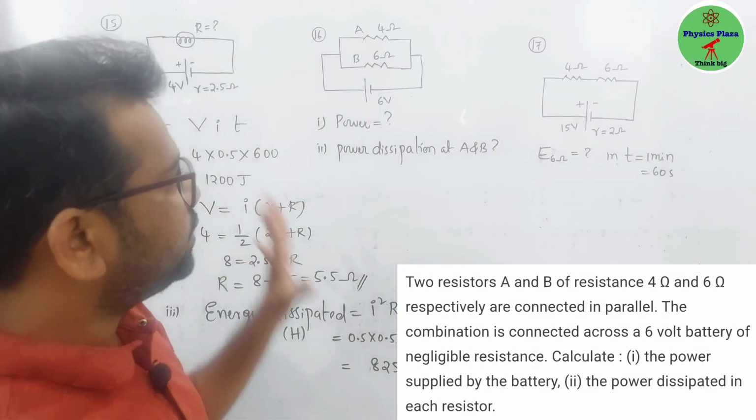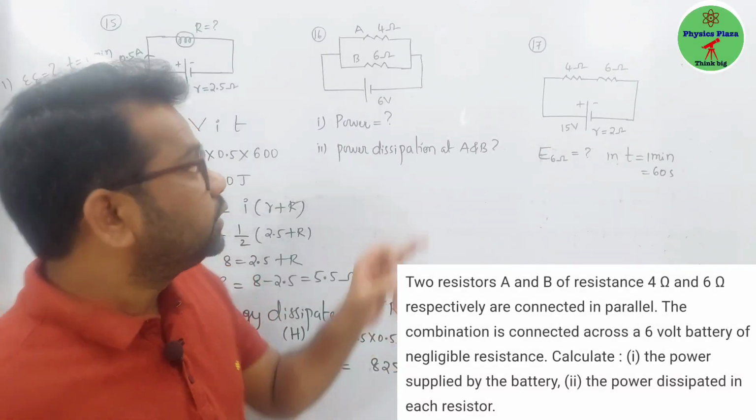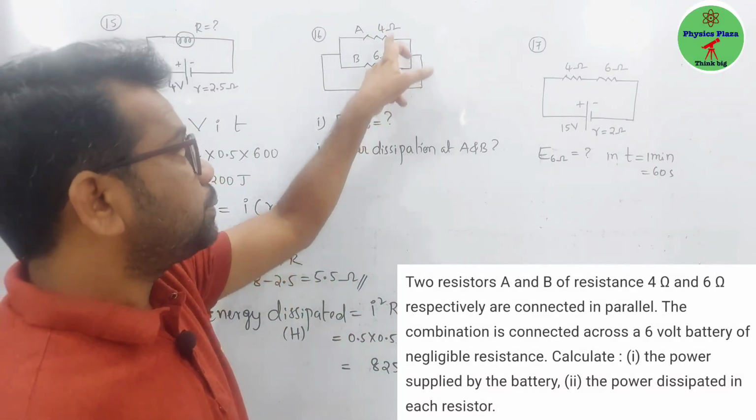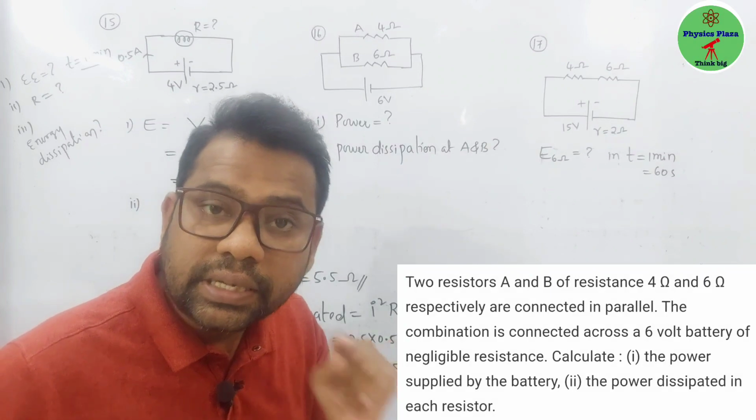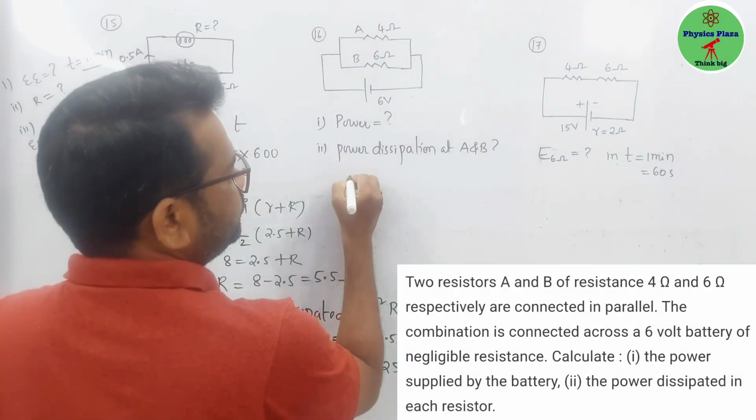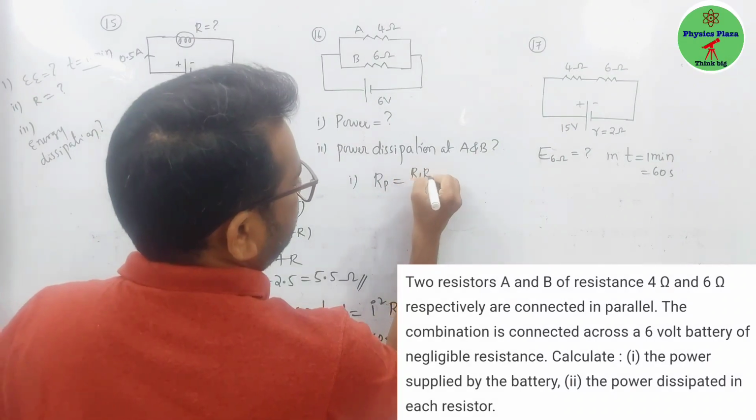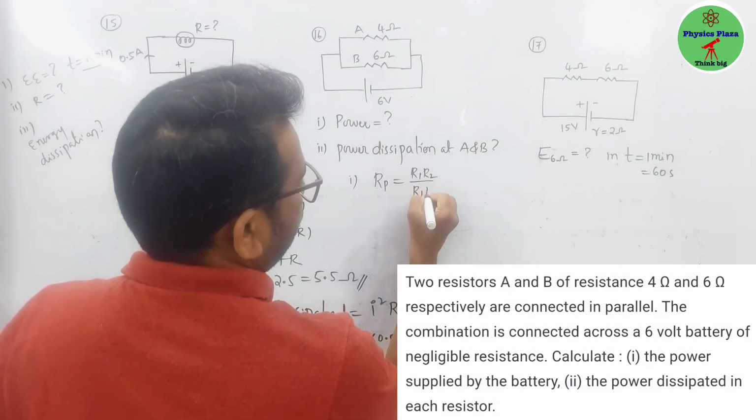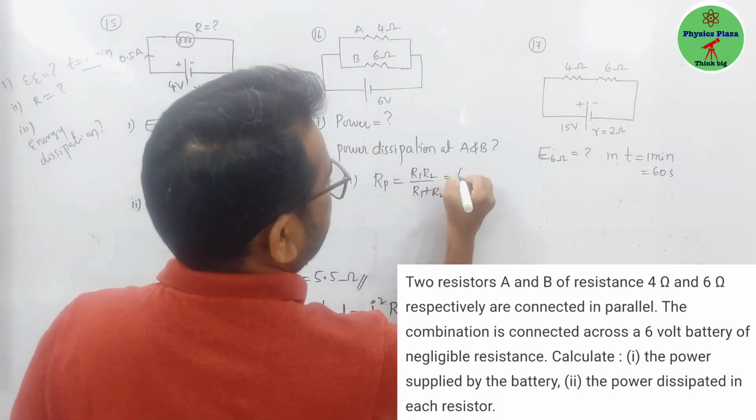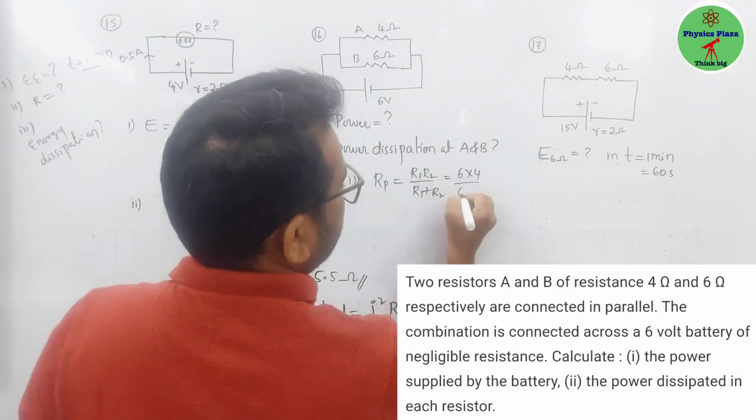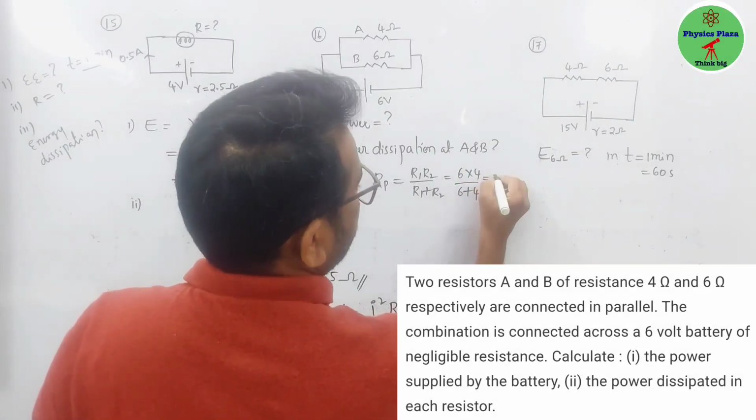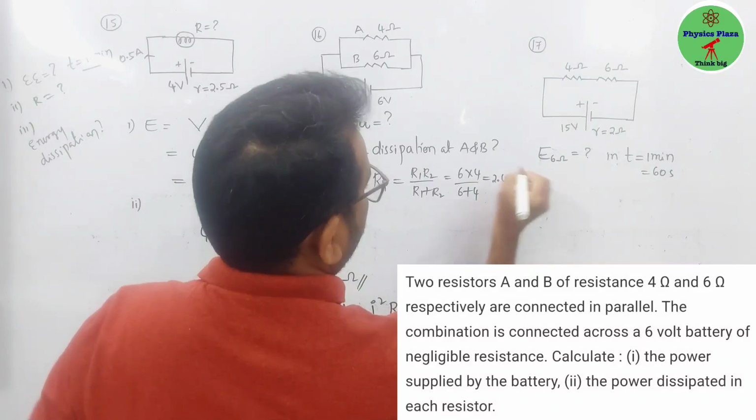Children, if you want to calculate the power in the circuit, here two resistors are connected in parallel, right? First, let us calculate the resultant resistance. For the first one, we need to calculate the resultant resistance. Rp is equal to, we have the formula R1 into R2 by R1 plus R2. So this is 6 into 4 by 6 plus 4. This you will get 2.4 ohm.